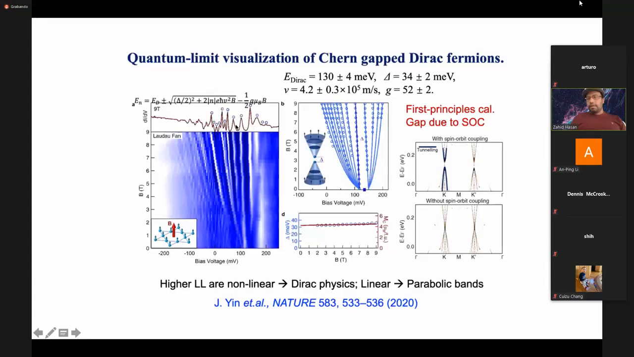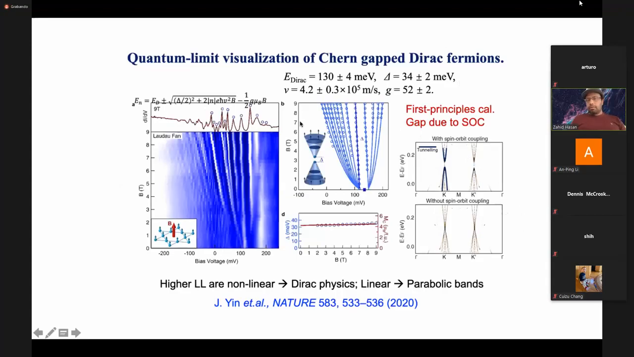So we find a wonderful fit to this massive Dirac fermion picture. And then that way we can estimate where the Dirac node is with respect to the chemical potential. That's about 130 millivolts. And the gap is large. This is 34 millivolts. And that's wonderful because we just wanted something more than 25 millivolts. So this is a very large gap.